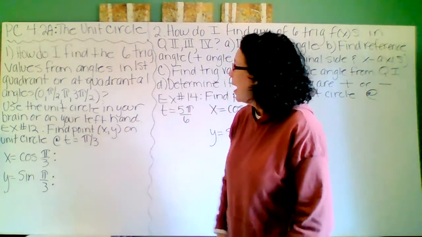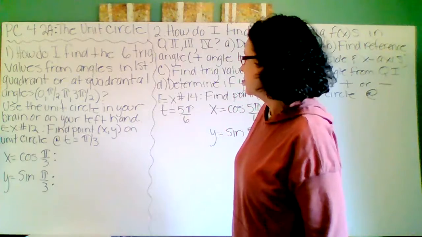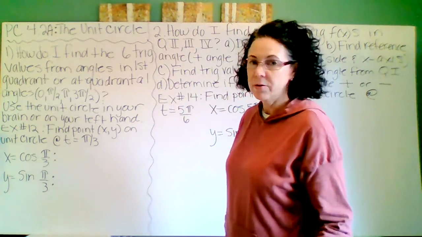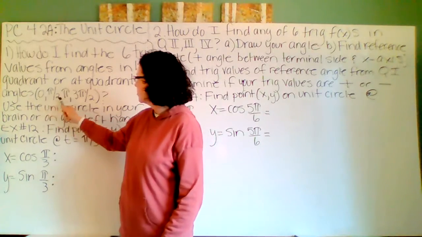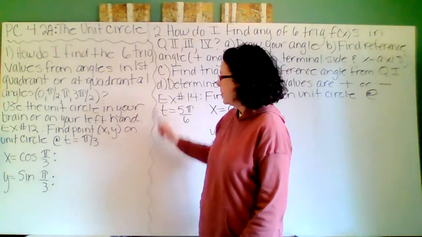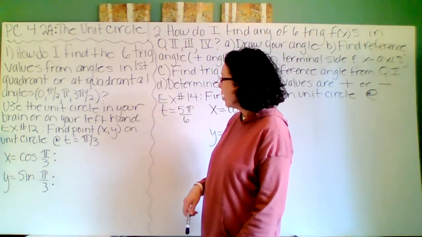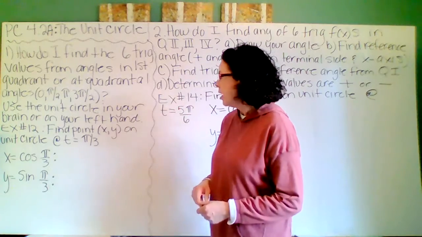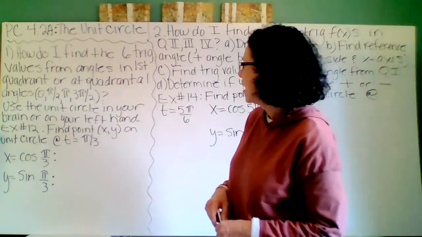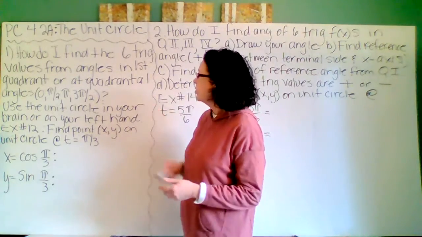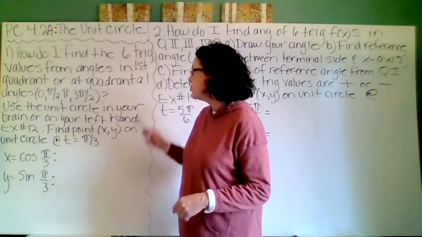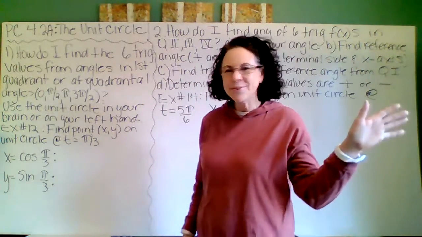So how do I find the 6 trig values from angles in the first quadrant or at quadrantal angles? Quadrantal angles would be at 0, pi over 2, pi, and 3 pi over 2. So how do I get the basics? So we're going to do example 12. It does say the 6 trig values. They are just asking us for cosine and sine. So maybe we'll get a few more from that. What is the answer when you're looking for trig values that are in the first quadrant or on the quadrantal angles? You use the unit circle that's in your brain, or you use your left hand.